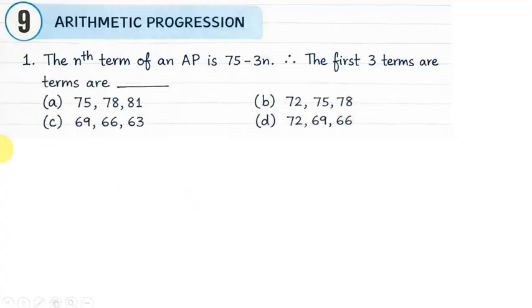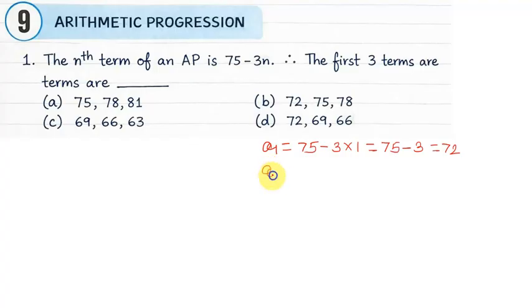Here is the first question. The nth term of an AP is 75 - 3n. The first 3 terms are? Now here we will find the terms. First we will find the first term, that is a1 = 75 - 3n, where n is replaced by 1, 3 into 1, that is 3. Therefore, 75 - 3 = 72. 72 is here in options B and D.